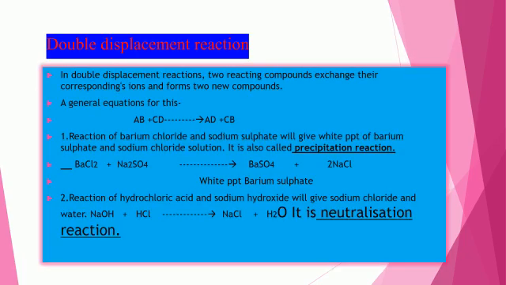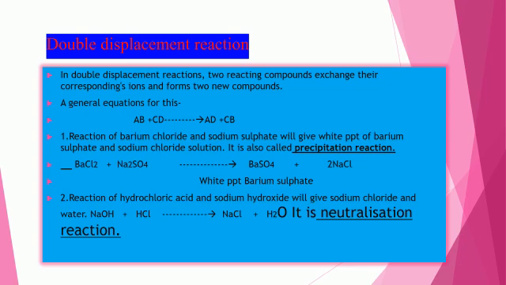Let us discuss the double displacement reaction. In double displacement reactions, two reacting compounds exchange their corresponding ions and form two new compounds. A general equation for this reaction: AB and CD are two compounds. They react together and exchange their ions, and they form two different products such as AD plus CB. Example, the reaction of barium chloride and sodium sulfate will give a white precipitate of barium sulfate and sodium chloride solution.